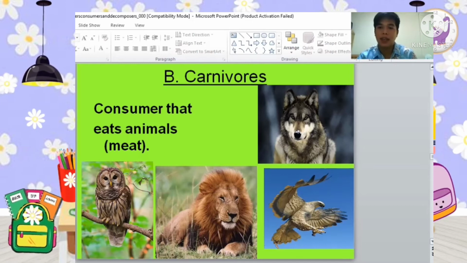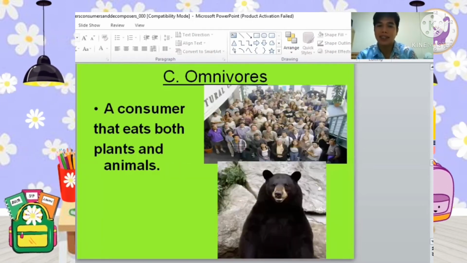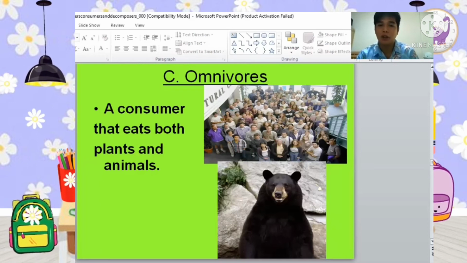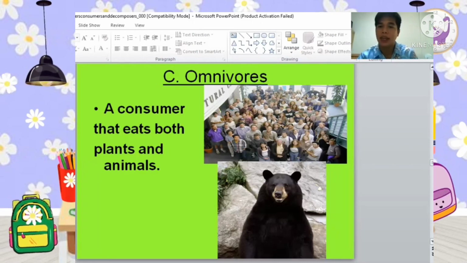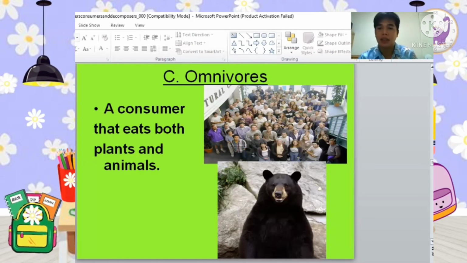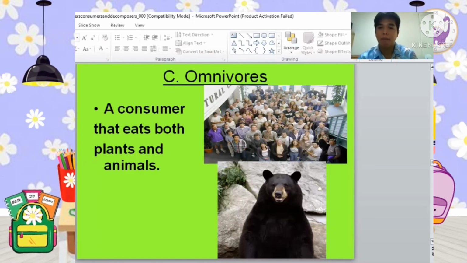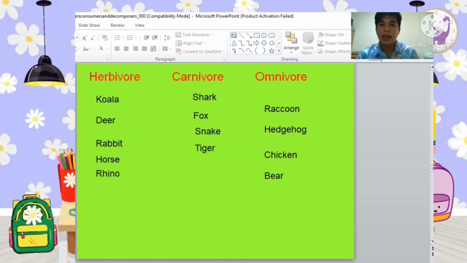Very good. Now let's go to omnivores. Let's read what omnivores are. Consumer that eats both plants and animals. Here the examples of omnivores are people or humans and bear.